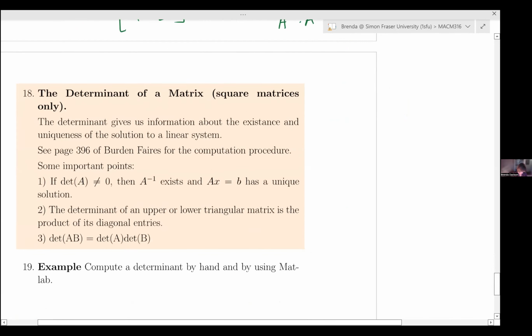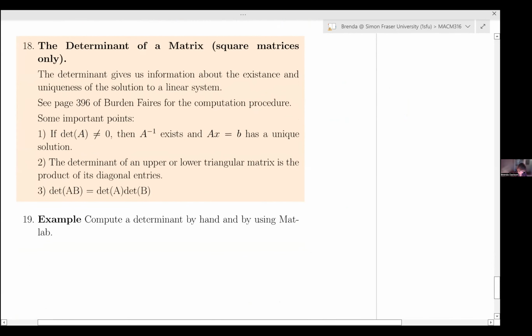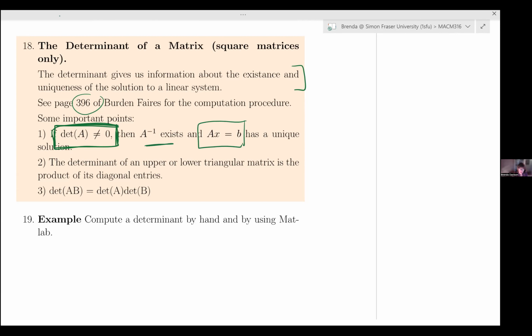The next thing we're going to talk about is calculating the determinant, and that determinant tells us about the existence and uniqueness of a solution of linear systems. You can take a look at page 896 of the Burden-Faires textbook for the computational procedure. There are some important points about the determinant. If the determinant is non-zero, that's a big one. Whether or not the determinant is 0 is telling you something about the matrix. If the determinant is not 0, then there is an inverse, and this system has a unique solution.